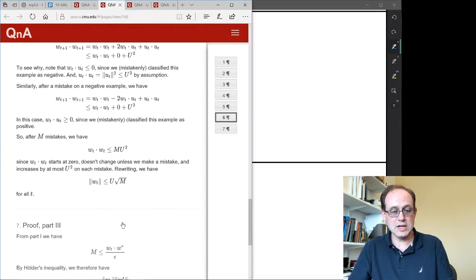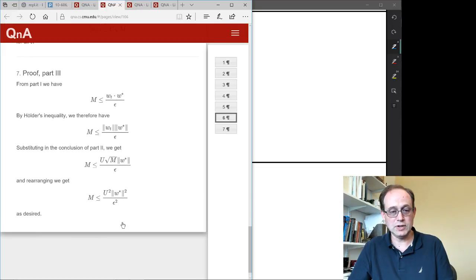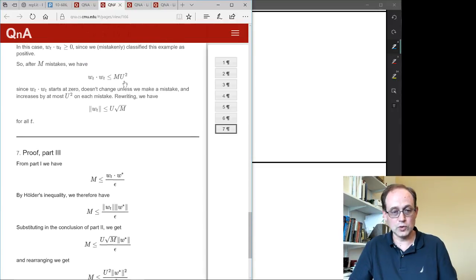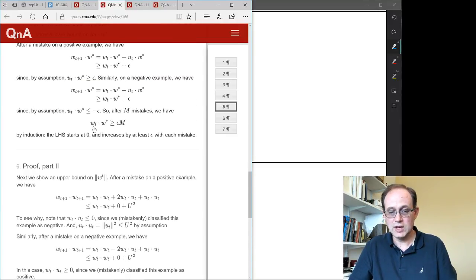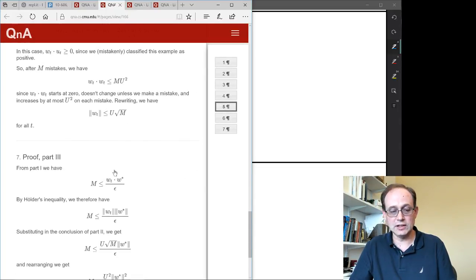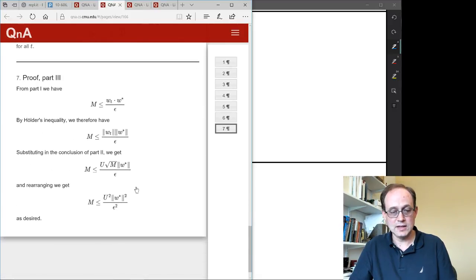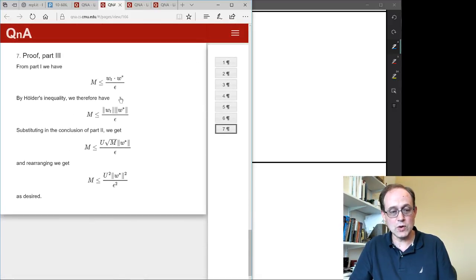And then part 3 is just a little bit of algebra. From part 1, let's scroll back up to part 1. We have wt.w star is bigger than or equal to epsilon m. Rearranging that a little bit, m is less than or equal to wt.w star over epsilon. By Holder's inequality, the dot product between two things is less than or equal to the product of their norms. So we can replace wt.w star by the norm of wt times the norm of w star.